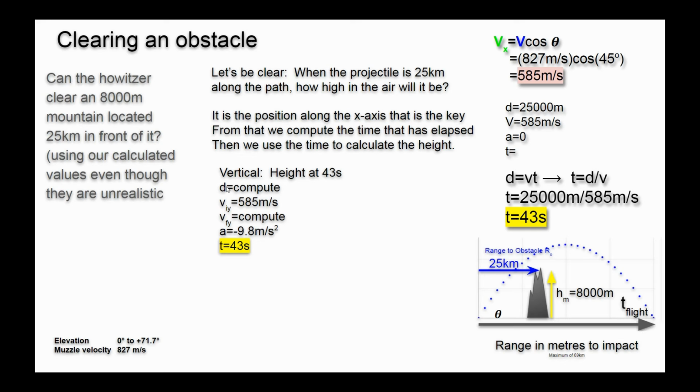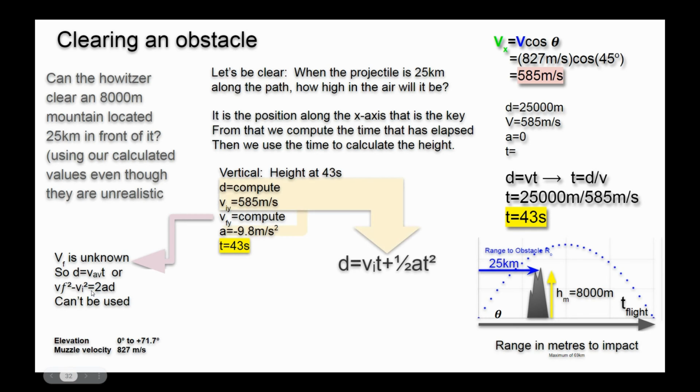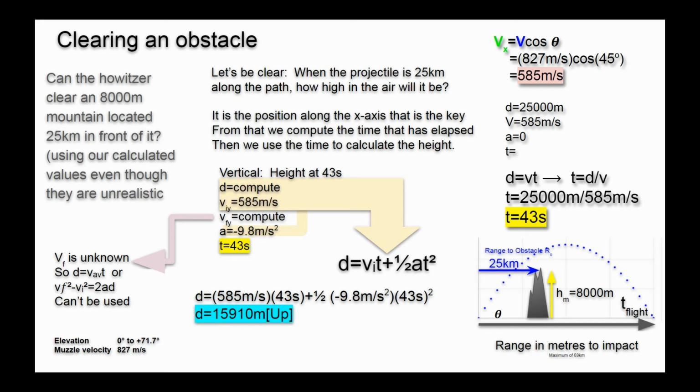That means we're computing distance. We've got all our y values here, and we start our computation. The final speed is unknown, so we cannot use these two equations. The only equation that's going to work is this one. D equals VIT plus half AT squared. We know time, we know acceleration, we know speed. We get 15,910 meters up.